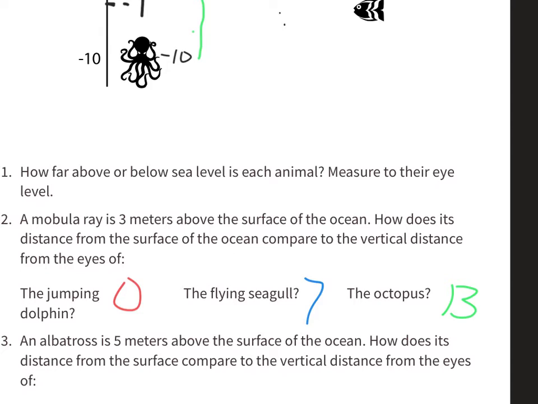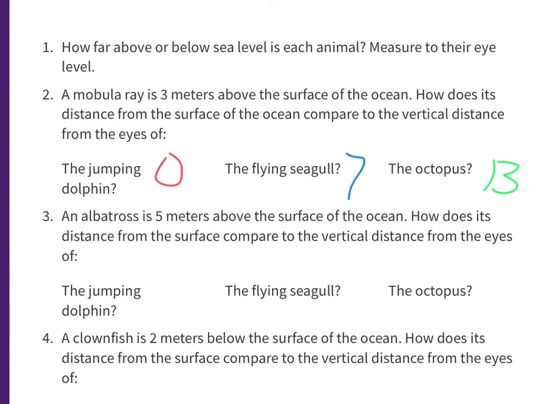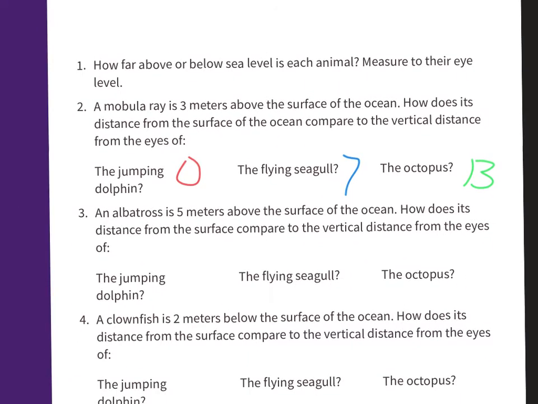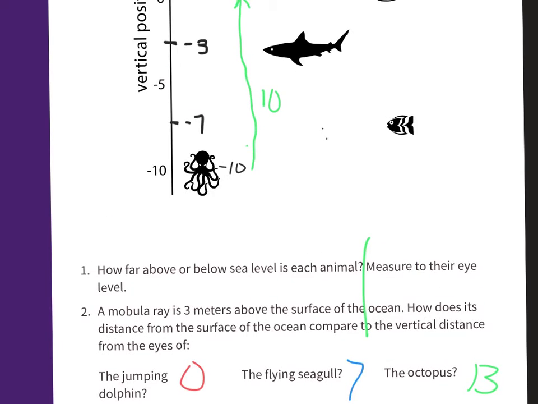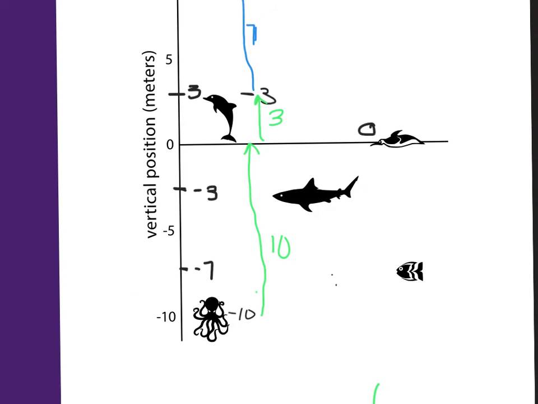All right, number 3. An albatross is 5 meters above the surface of the ocean. How does the distance from the surface compare to the vertical distance from the eyes of the dolphin, the seagull, and the octopus? So we're measuring the distance again, but now we're at an albatross, which is 5 meters above the ocean. So let me go ahead and erase. We're going to keep that for a second. We're going to erase this.